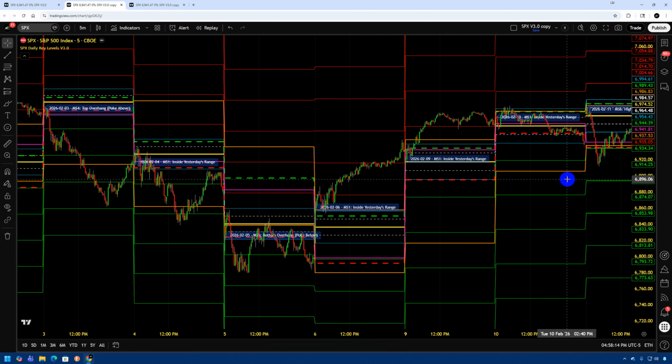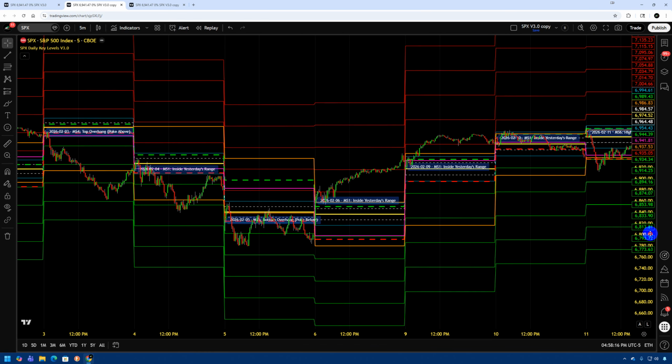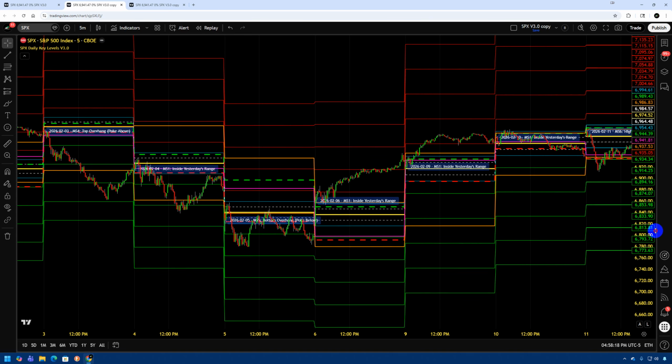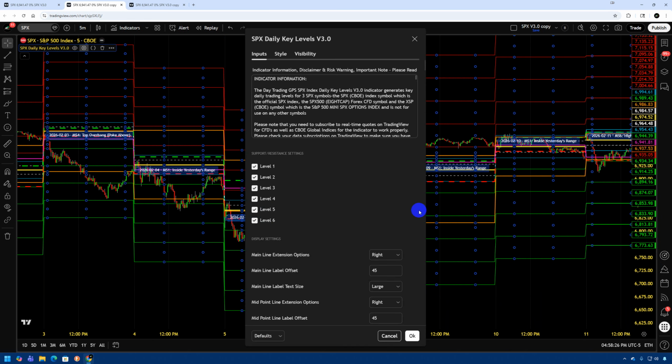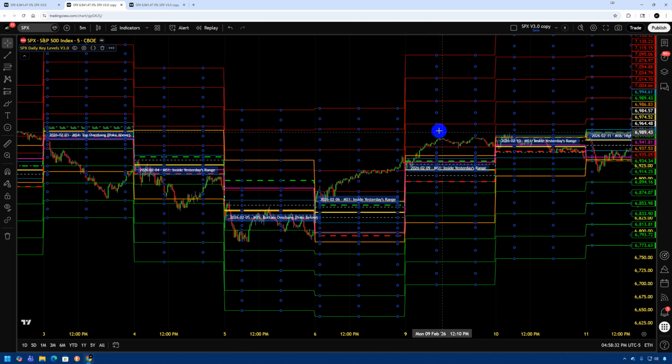Okay, so here we have the different scenarios. Now also, like I said, if you want, you could turn off 4, 5, and 6, or 5 and 6. Let's do that as an example. We'll turn off 5 and 6.